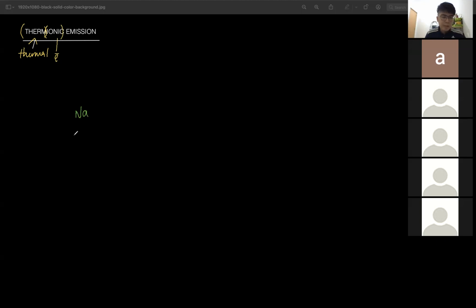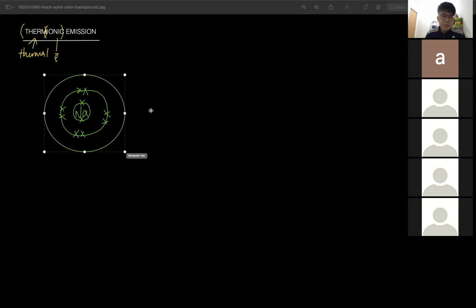Sodium metal electron arrangement is 2, 8, 1, right? So we have 2 electrons, and then the second shell has 8, 1, 2, 3, 4, 5, 6, 7, 8, and the valence shell has only 1 electron. Now, different metals have different electron arrangements, right? When you heat the metal, what happens? The electrons gain energy, right? They vibrate more aggressively, right?